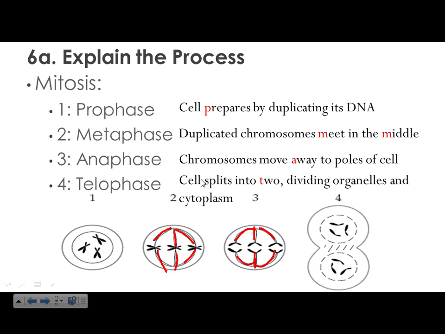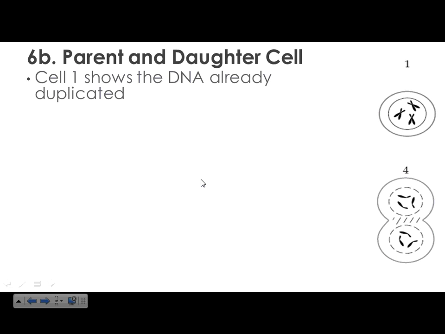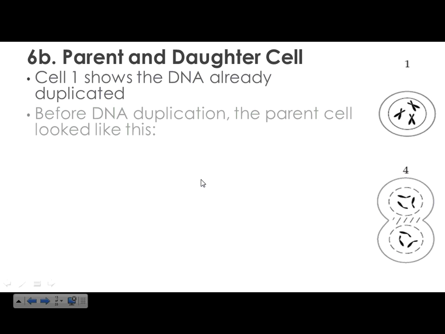The next question asks us to comment on the genetic similarity between the parent cell, which is cell 1, and the daughter cell, cell 4. So in cell 1, we see the DNA is already duplicated. So it might look like cell 1 and cell 4 have different chromosome numbers. They don't. It's just that in cell 1, we've already duplicated.